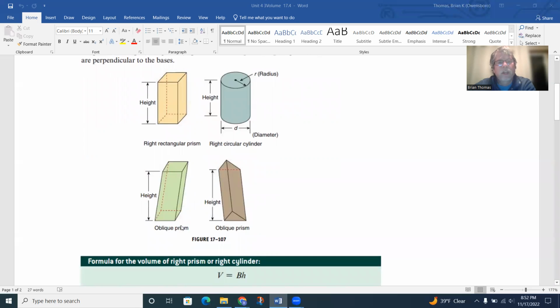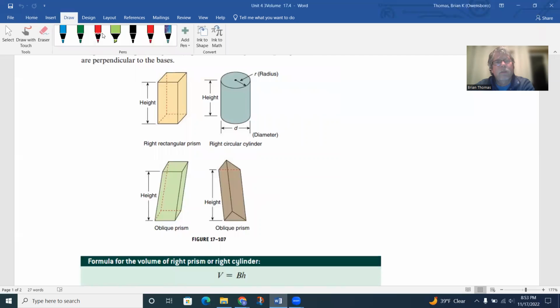Some oblique prisms we have are ones where we don't really have right angles, but we have more of a slanted angle look. So these shapes here are oblique prisms. But we're mainly going to focus on these top two, the right prisms. So we're going to be dealing more with boxes and cylinders.